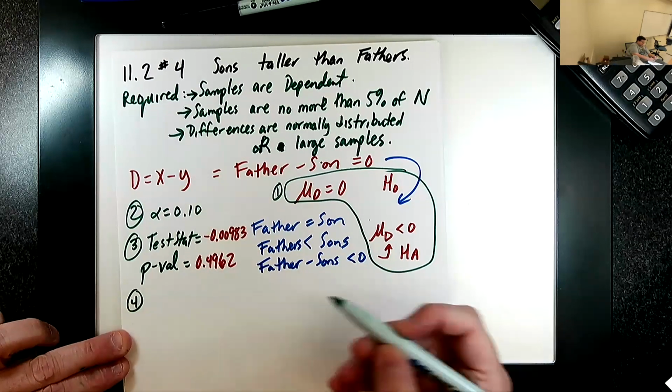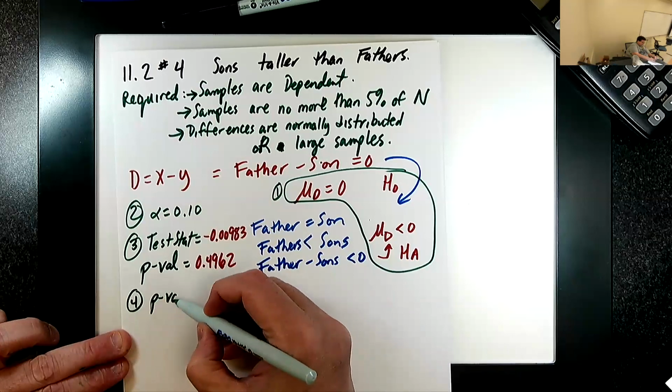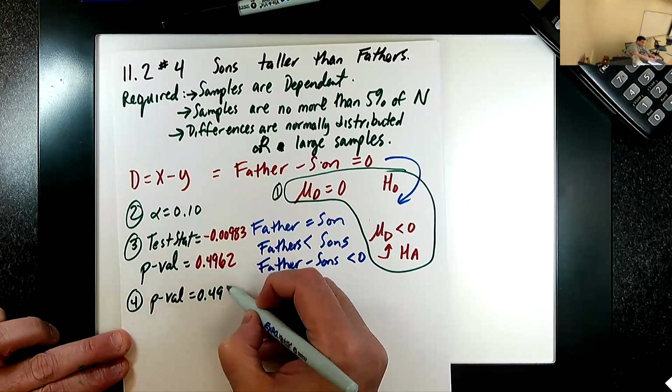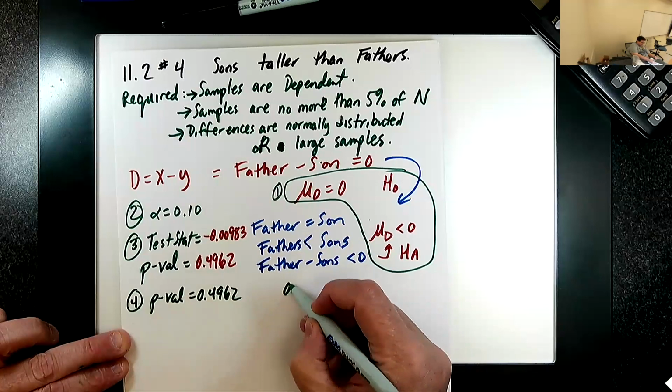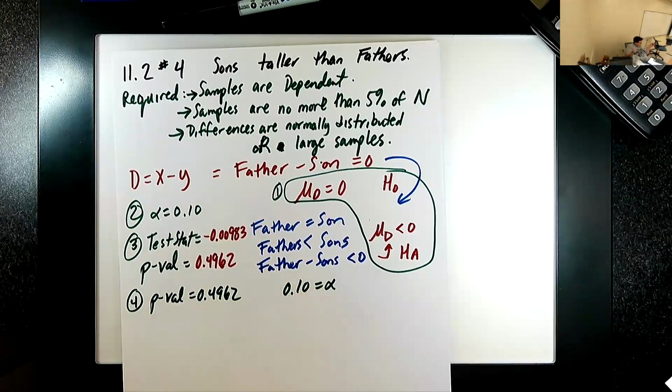Step 4 is we're going to compare it. I got my p-val is 0.4962. My alpha is 0.10. Is p-value less than or greater than alpha?